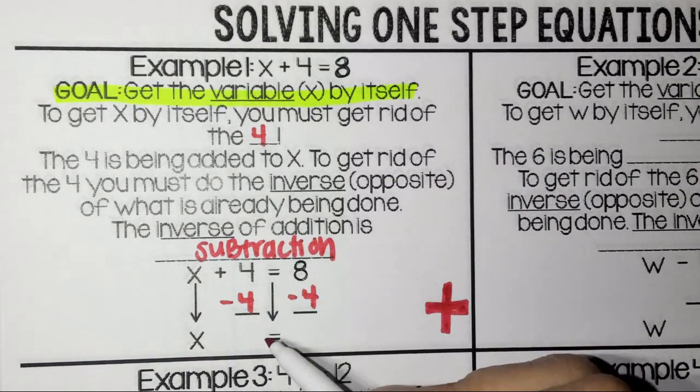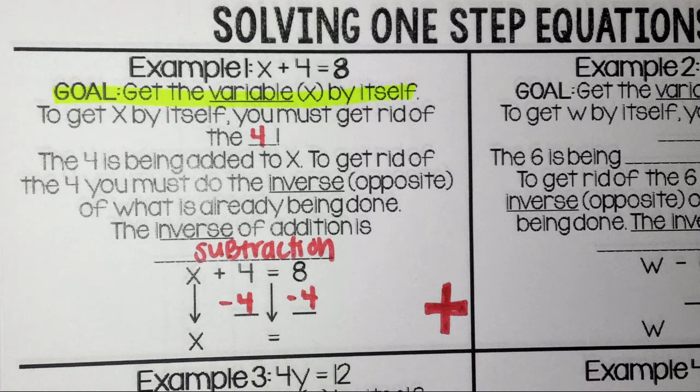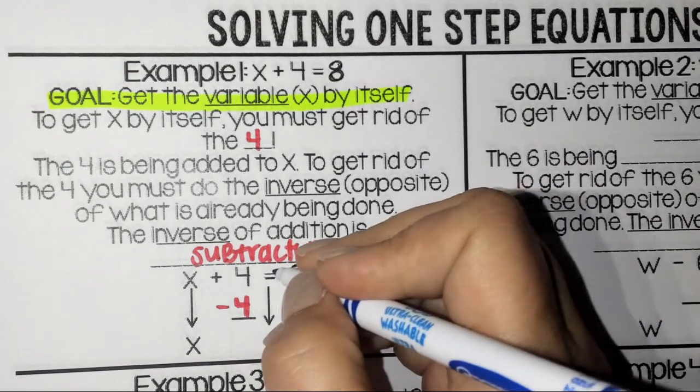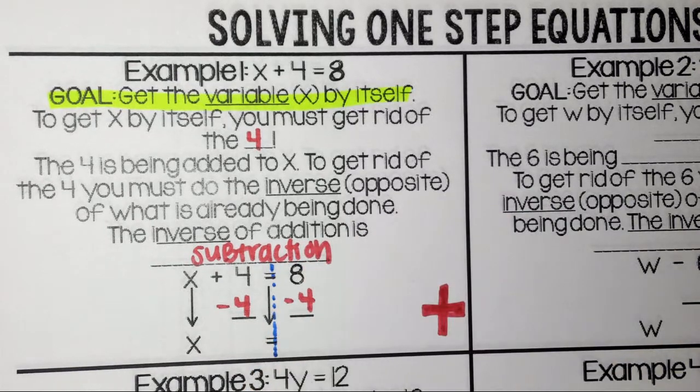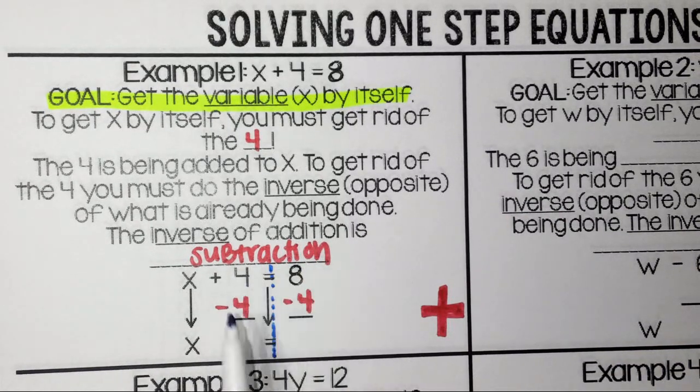Because again, equal signs show that the equation is balanced, and if I do something to one side, I have to do the same to the other. I also want you to think of your equal sign as kind of like your midline. So when you're setting your problem up, you want to make sure that you're lining up underneath the number that you're going to be subtracting or adding or whatever, vice versa.